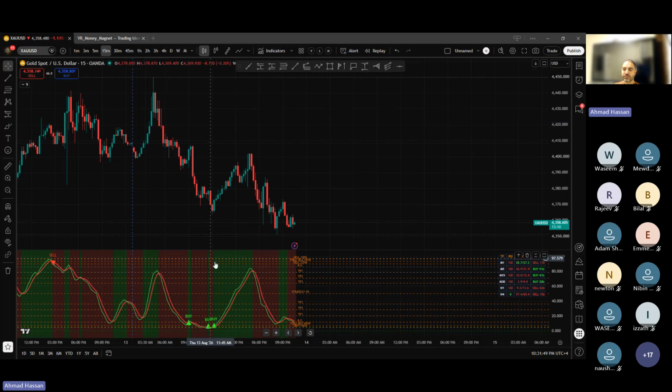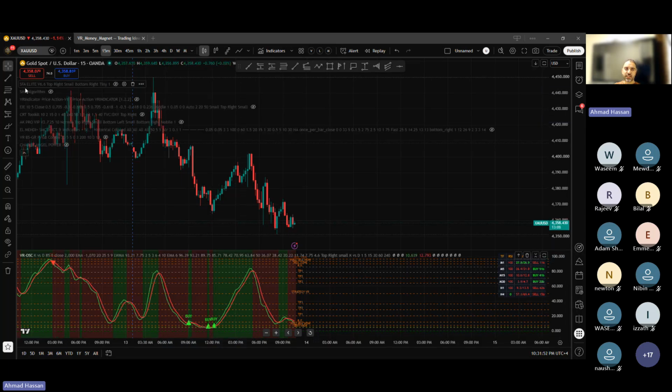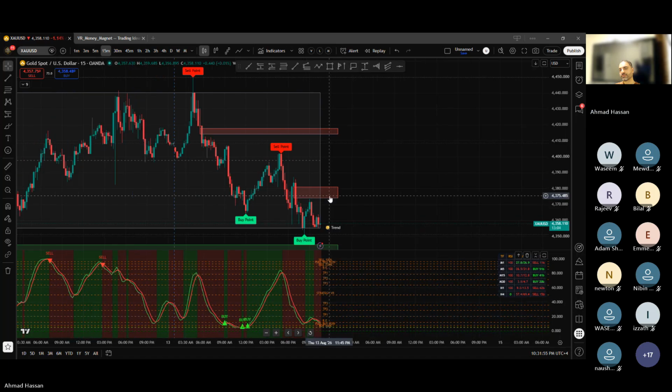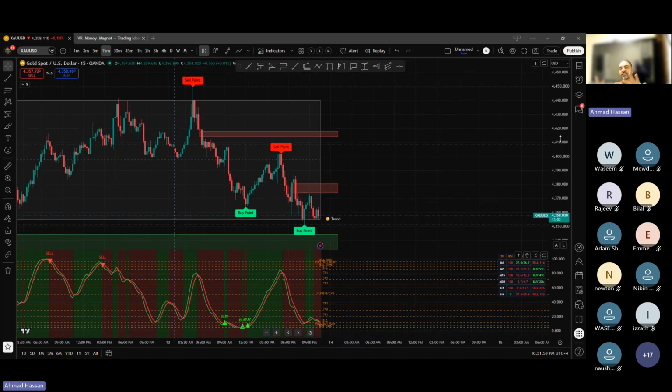Okay. With this VR oscillator along with these two, you will see magic. These two are my favorite nowadays. I'm not using anything else, only these two. Can you see the confirmations? Here we got a sell point. Here we see a rejection coming down. The market is coming down, right? Here the green line is coming down towards the other side. Here we see a confirmation. We enter the market here.